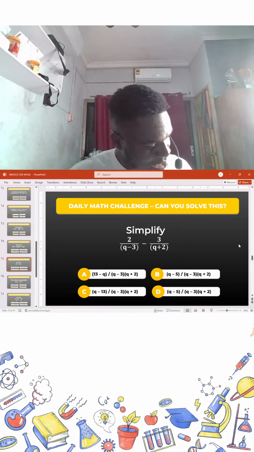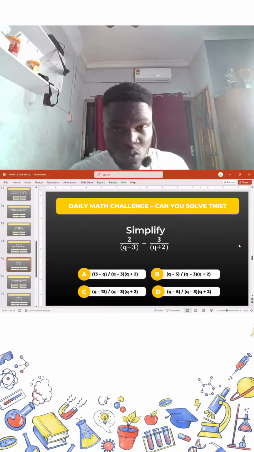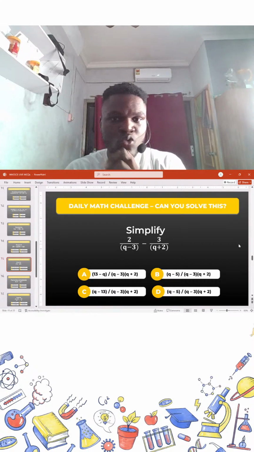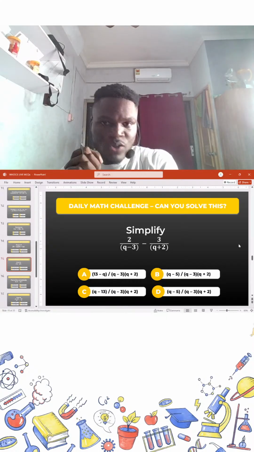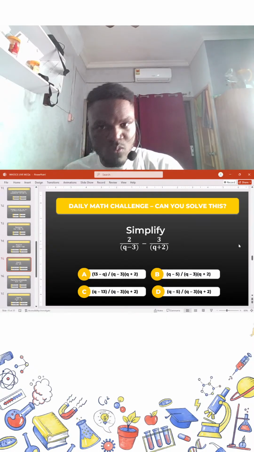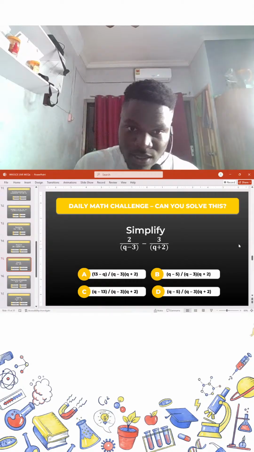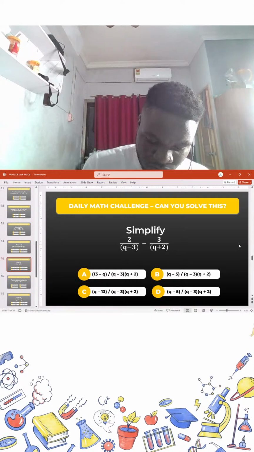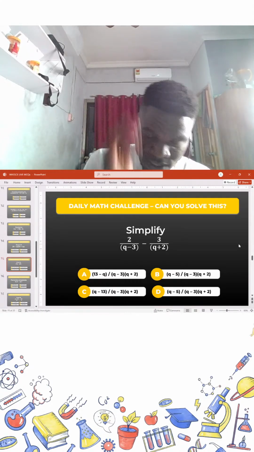All right, let's look at the next question that we have. We have to simplify 2 over q minus 3 minus 3 over q plus 2. This is the expression that we have to simplify. So we have to simplify the ratio 2 over q minus 3 minus the ratio 3 over q plus 2. So let's proceed to solve that. Let's simplify that. We have 2 minutes for this.